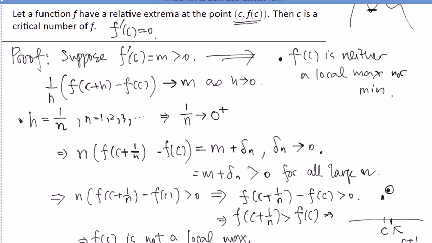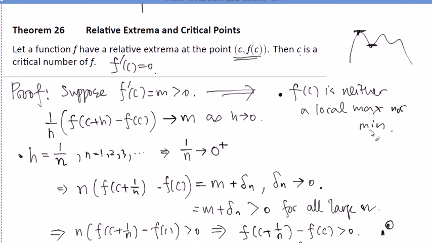Let's go back and see why this is a problem. I want you to read this statement here. Why is this conclusion problematic? F of c is neither a local max nor a min. Read this statement and figure out what is not right. It says relative extrema, right? F of c is a local maximum or a local minimum. That's what's given. So if you conclude something like this, it's contradictory to the property we have.